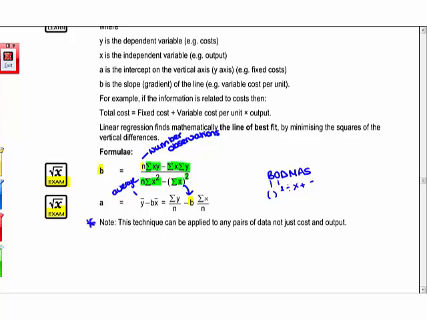And just a reminder down here then, you could use this to work out the line of best fit for any pairs of data. It doesn't just have to be costs and output, but that's primarily what we're concerned with. What we're going to do now then is to have a go at applying these formulae to some numbers.